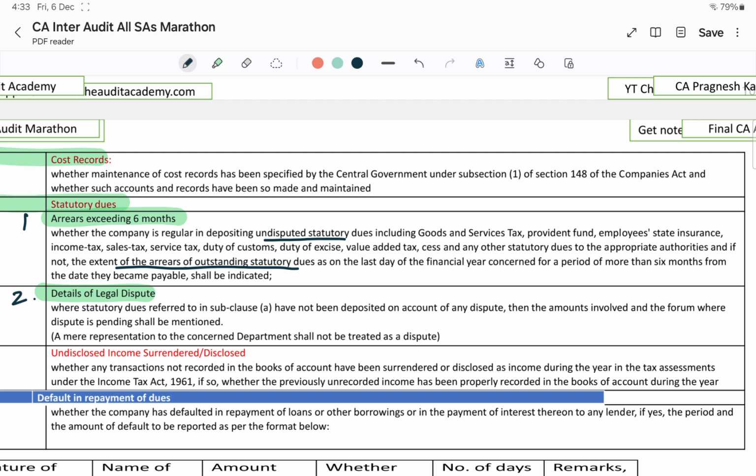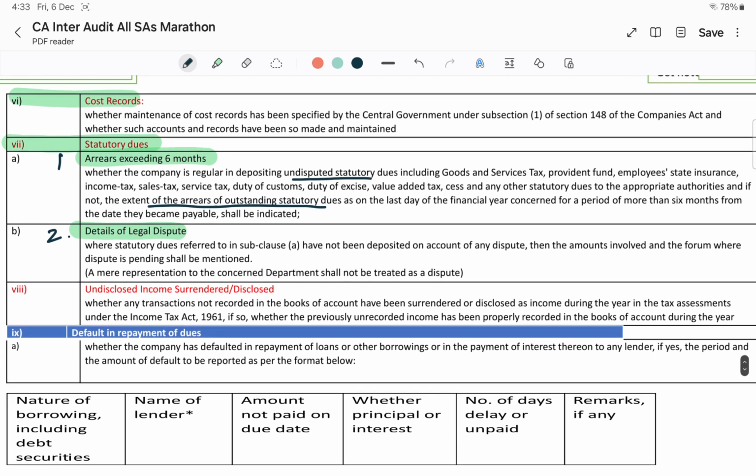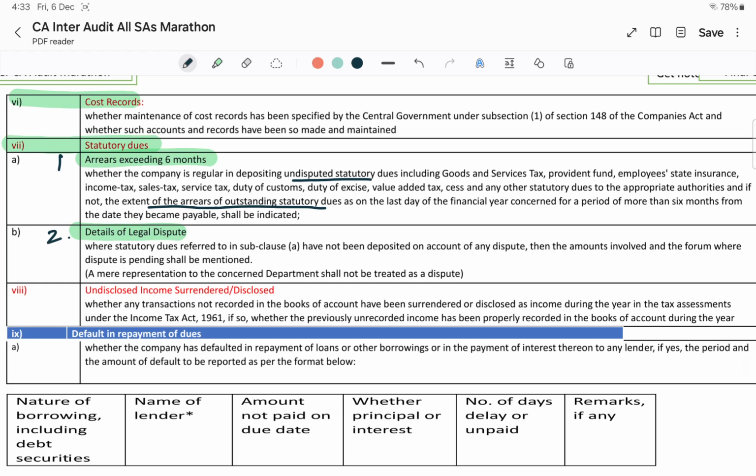Next is detail of the legal dispute. Where statutory dues referred to in subclause A have not been deposited on account of any dispute, then the amount involved and the forum where the dispute is pending shall be mentioned. See, arrears exceeding 6 months is of undisputed statutory dues, and the next is the legal dispute where statutory dues are in dispute and that is pending. A mere presentation to the concerned department shall not be treated as a dispute. Okay.